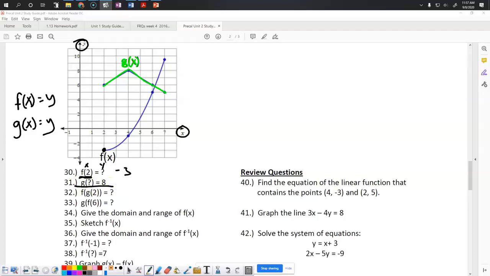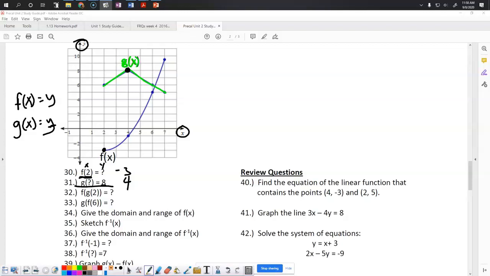For number 31, we're looking at the g function, the green one. For that one, they're telling me the output, which is y, is 8. So we want to find where does the y value equal 8, and that would be right up here. So what's the x value that goes with that? That would be 4.